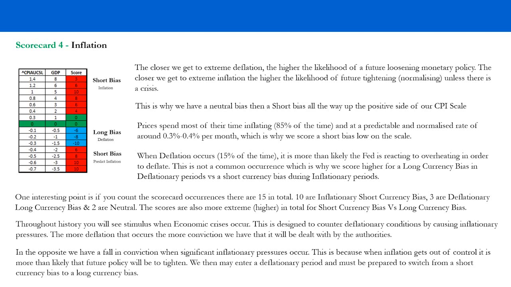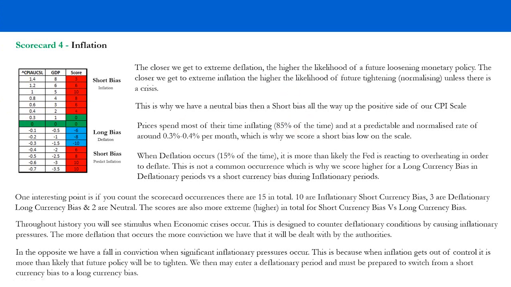This is why we have a neutral bias, then a short bias all the way up the positive side of our CPI scale here. And prices, we discovered, spend most of their time inflating. So the positive data points in our data set make up 85% of the count. So 85% of the time, prices are inflating at a predictable and normalized rate of around 0.3% to 0.4% a month. And that's why we score lower down on the positive side a short bias, which is low on the scale, because it's completely normal.